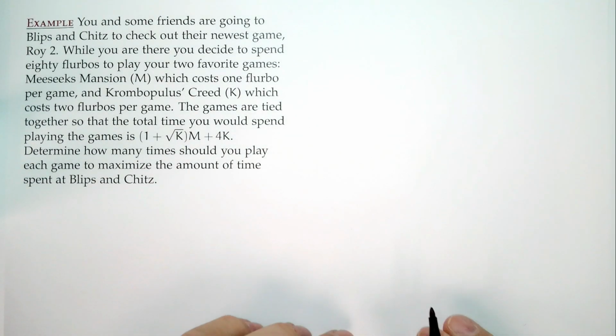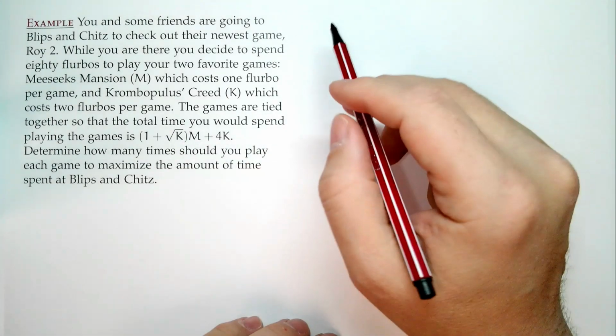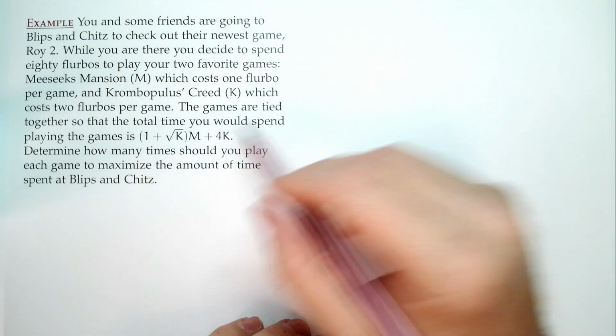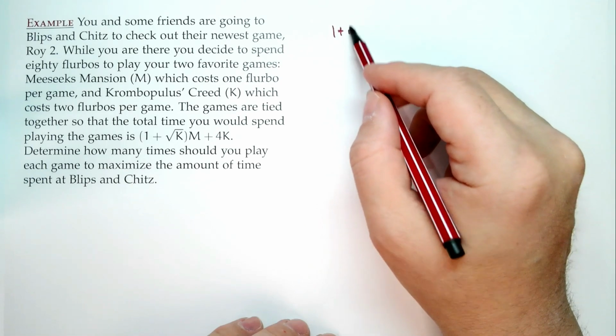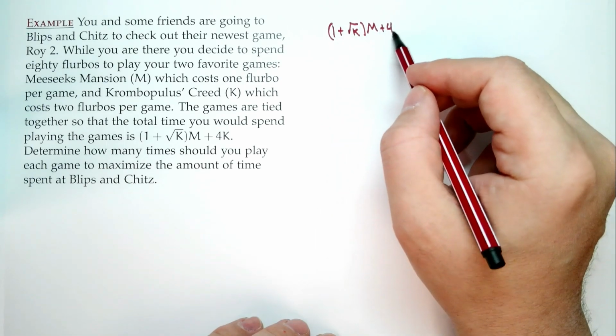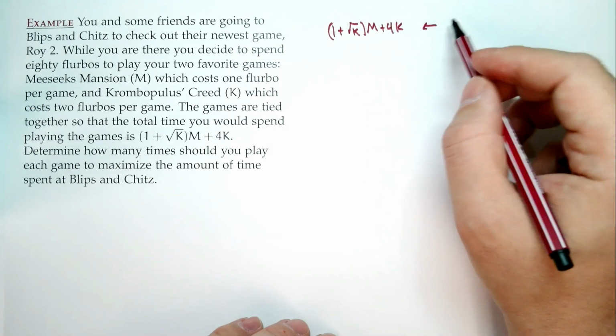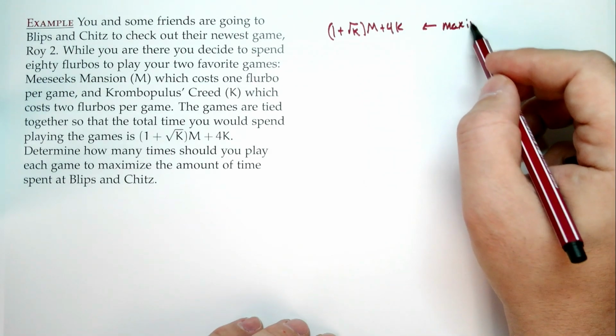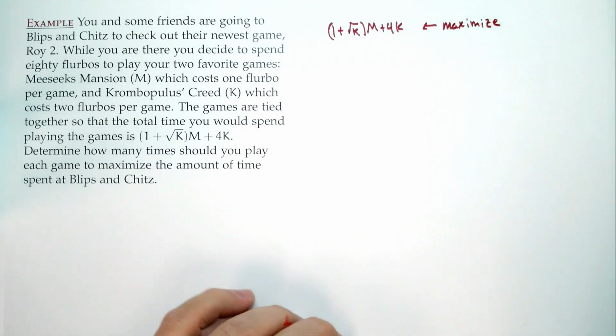Okay, well, let's think about what we have. Well, we know what we're trying to maximize. So we have this expression, 1 plus square root of k times m plus 4k. So this is what we want to maximize. Now our problem here is that the thing that we're trying to maximize has both k and m. And we can't optimize things with two different variables. I mean, not yet. In a year from now, sure, but not yet.